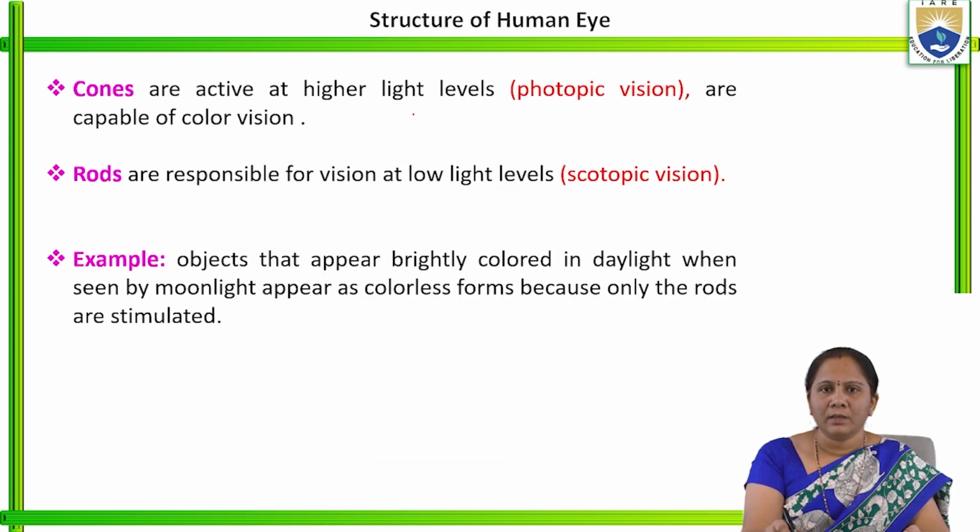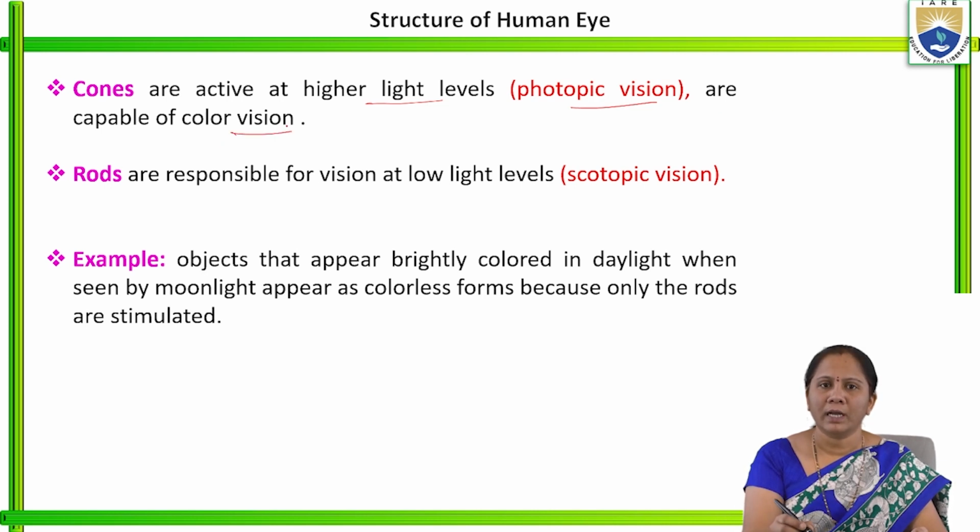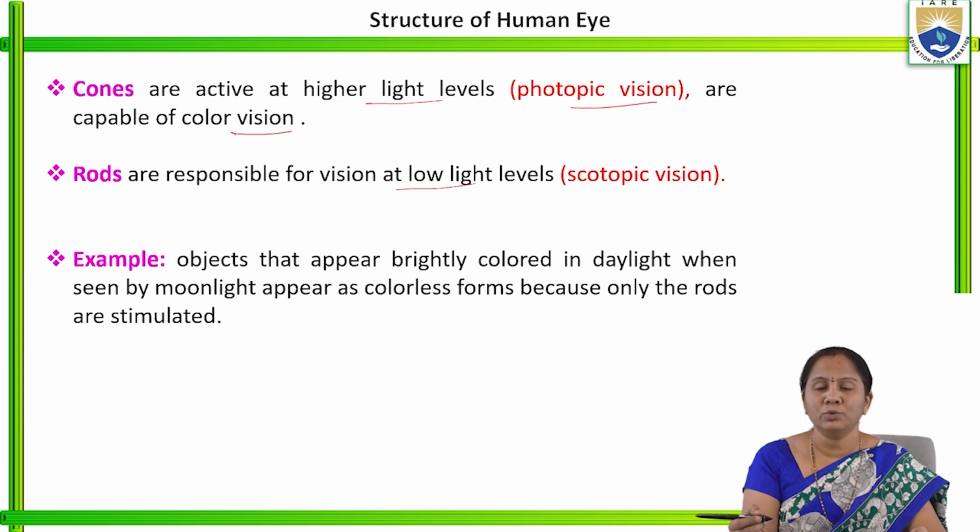As we have discussed, cones are active at higher light levels, that means when the light is available. Hence it is called photopic vision. It is capable of color vision; human beings can see color. Whereas rods are responsible for vision at low light levels. So in a dark room and so on, the rods will be activated. Such type of vision is called scotopic vision.